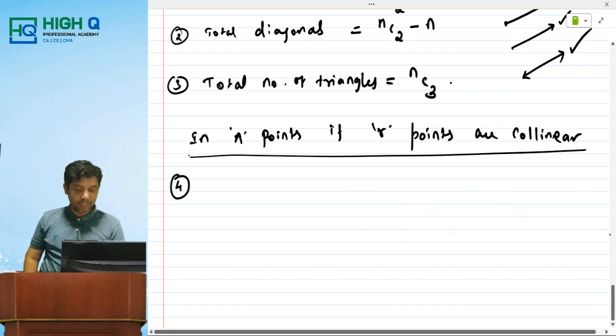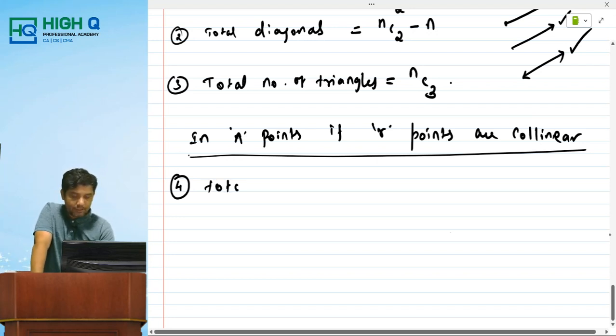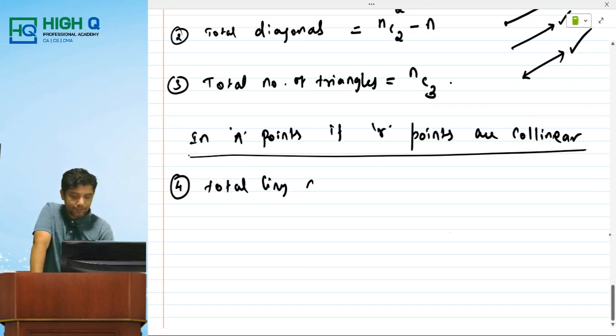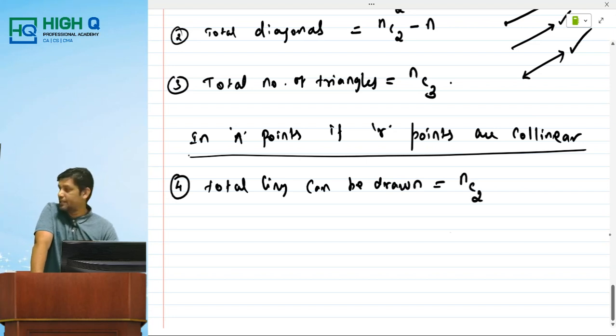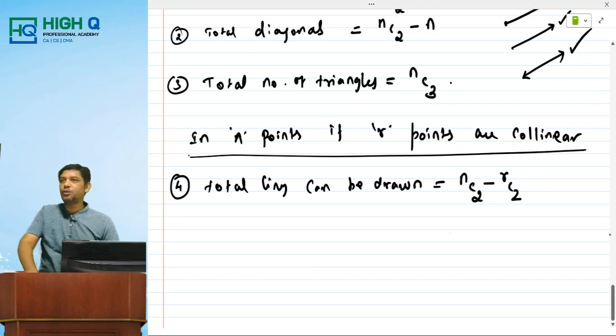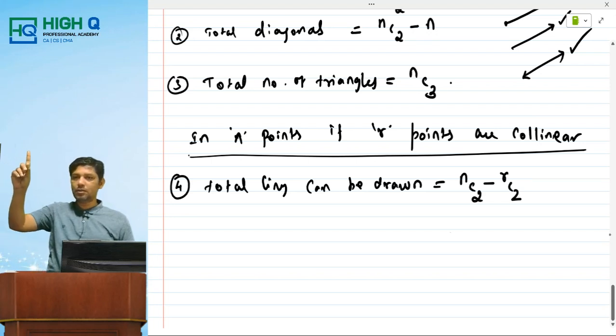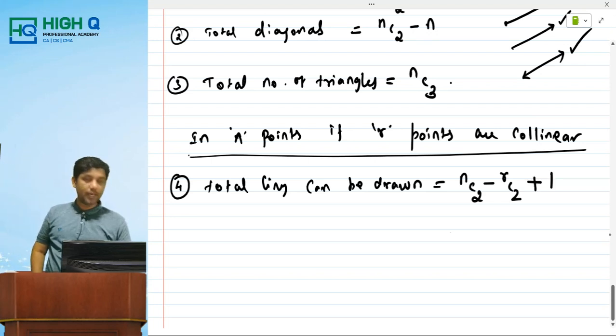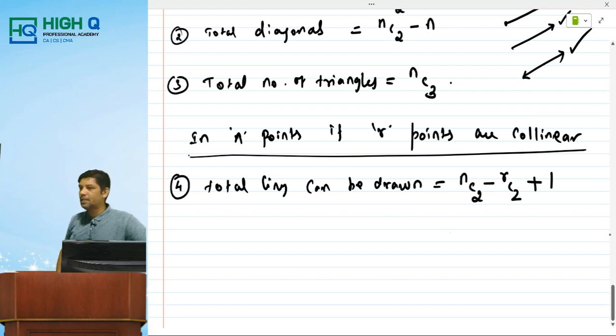Just remember this. In n points, if r points are collinear, how many total lines can be drawn? NC2 lines. But r points are collinear, right? You remove those r points, RC2. But using collinear points, how many lines can be drawn? 1. Add 1. Answer over.